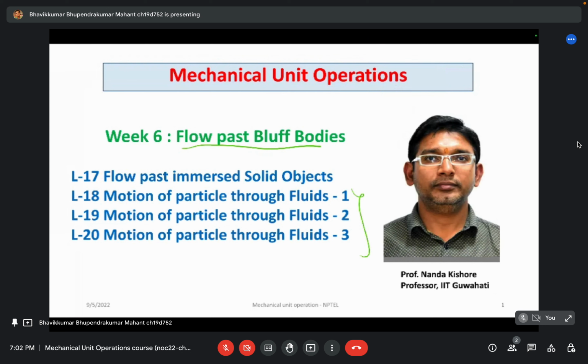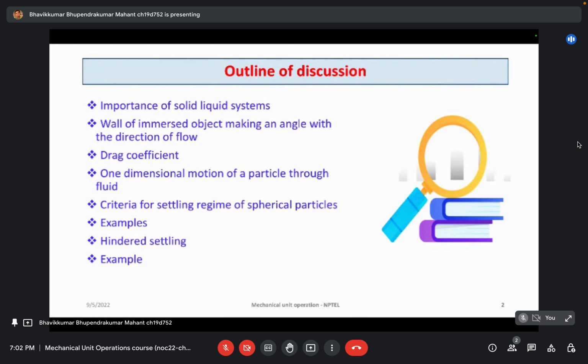Okay, so this is the outline of today's discussion. We start with the importance of solid liquid systems. I again touch the theoretical parts from the textbooks, and it is important because many of your assignment questions are directly based on the theoretical sections.